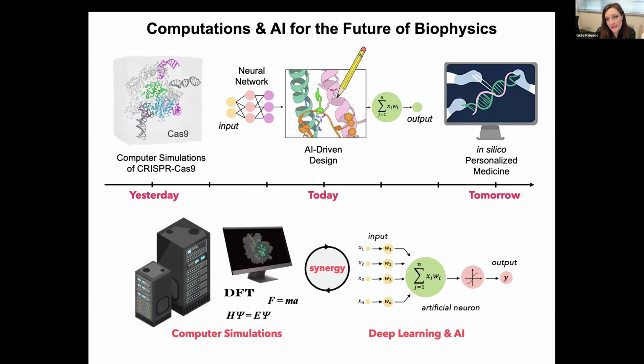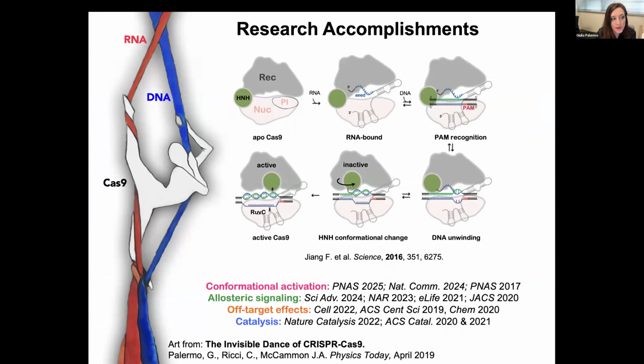We started studying CRISPR-Cas9, which was beautifully introduced by George. The way we like to say CRISPR-Cas9 works is that this is a protein that works a little bit like an aerial silk artist. It is a protein that grabs the RNA, changes conformation to bind the DNA, matches it to the RNA, and performs cleavages. And of course, along this beautiful dance of the protein, we have a series of open questions, such as conformational activation, catalysis, off-target effects. All of them we studied through computation.